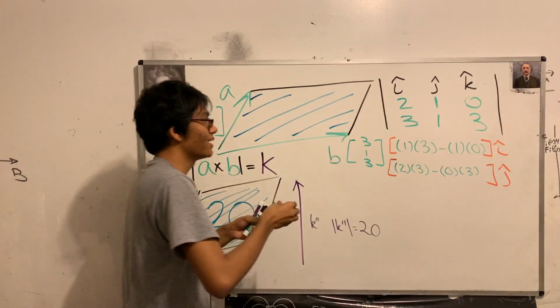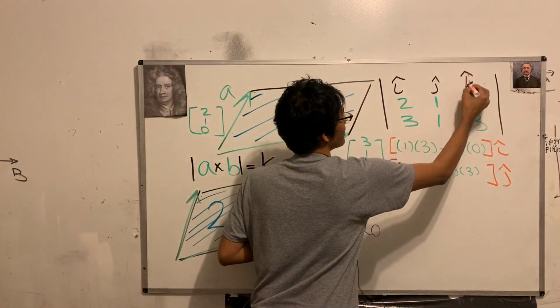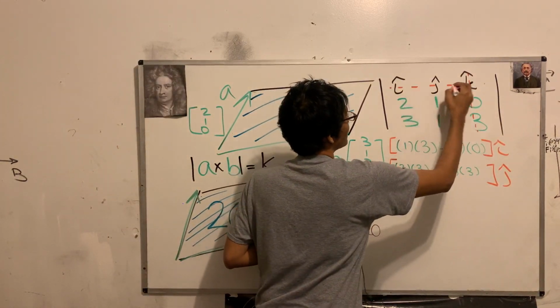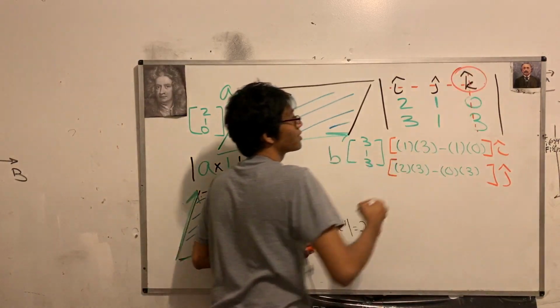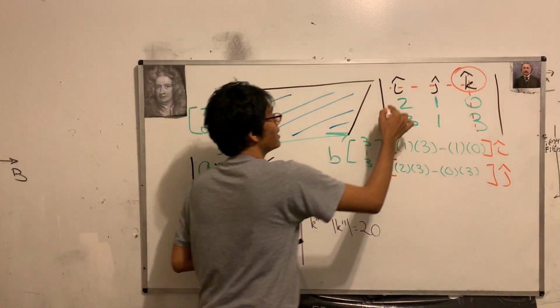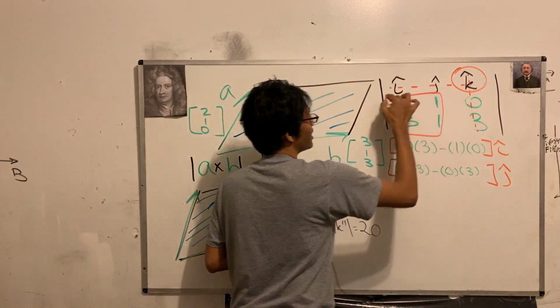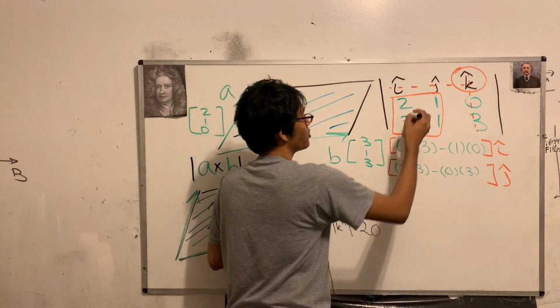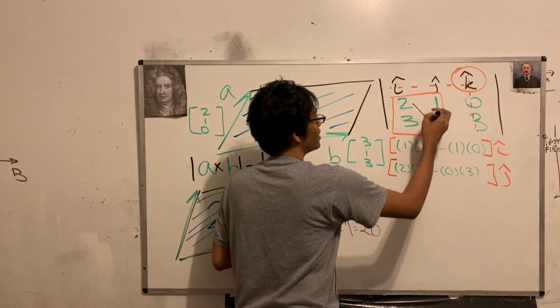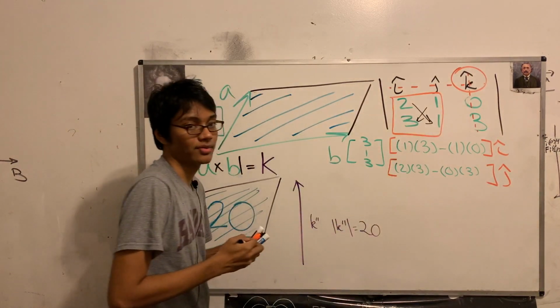We're on to k hat, okay? In k hat, highlight the row and column that k hat is in. Circle k hat, so you know that's what you're focused on. And this is the matrix you're focused on, the matrix whose determinant you want to find. So you want to find 2 times 1 minus 1 times 3.